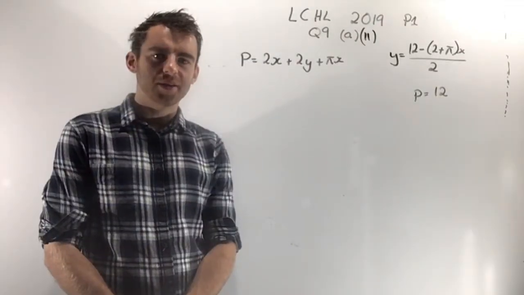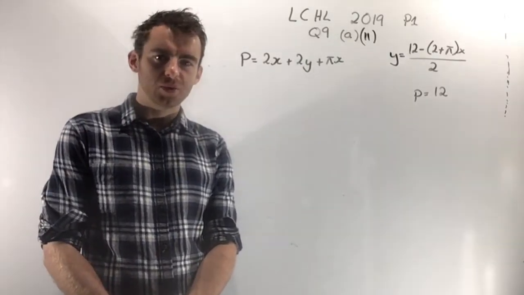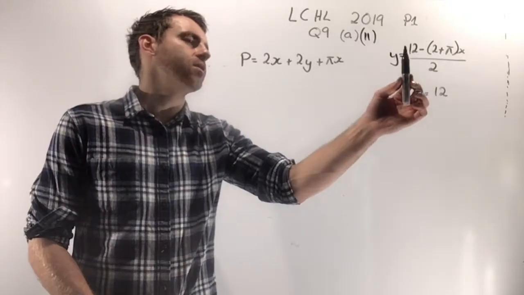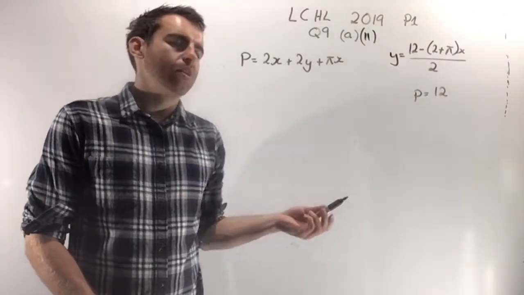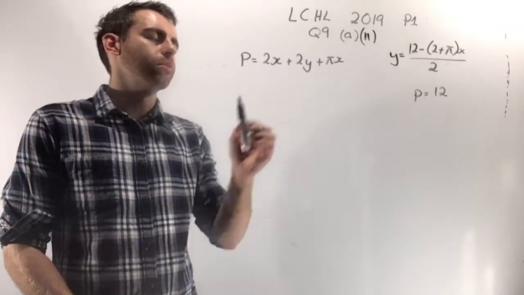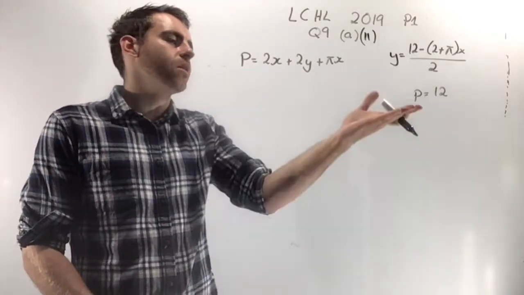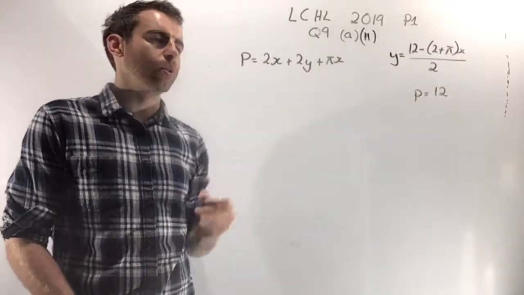In the second part of this question, we're told that the perimeter of a specific Norman window is 12 meters. And we're asked to prove that in that case, y is equal to, and you need to write y in this form. In the previous part of the question, we worked out the perimeter is equal to 2x plus 2y plus pi x. Now clearly if we manipulate this, we need to sub in the perimeter being 12, and if we manipulate it, we should be able to get to that point.